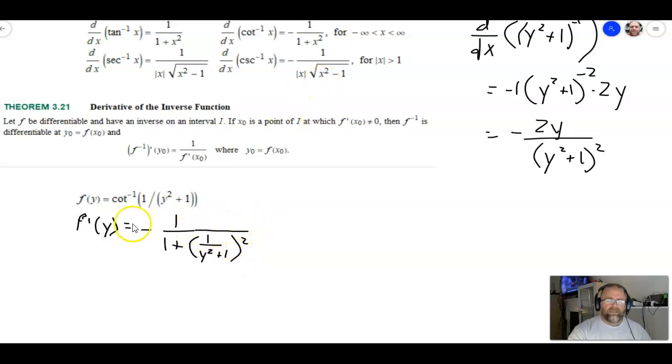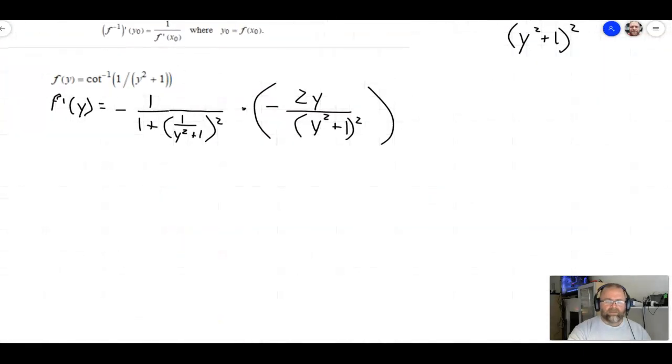So this is the derivative of the inverse cotangent of some angle here, where the angle here is squared, as you can see here. And then we're going to have to multiply this by this over here, by negative 2y all over y squared plus 1 quantity squared. All right, so let's go ahead and clean this up a little bit and solve it.